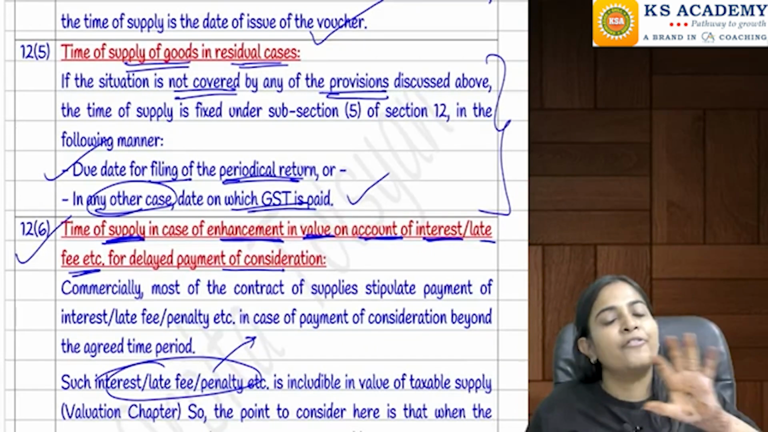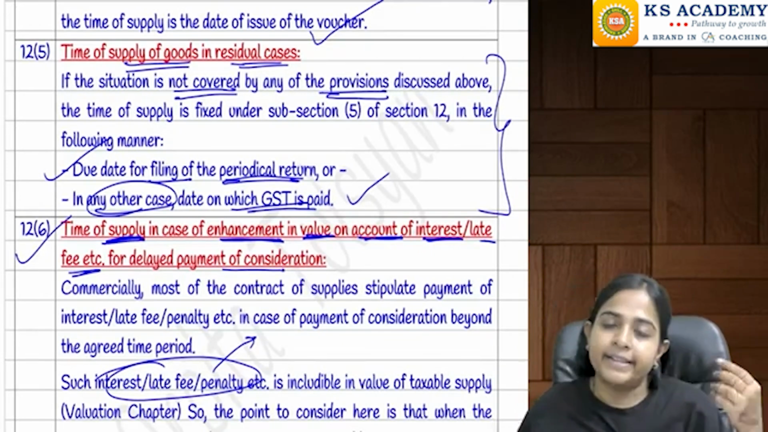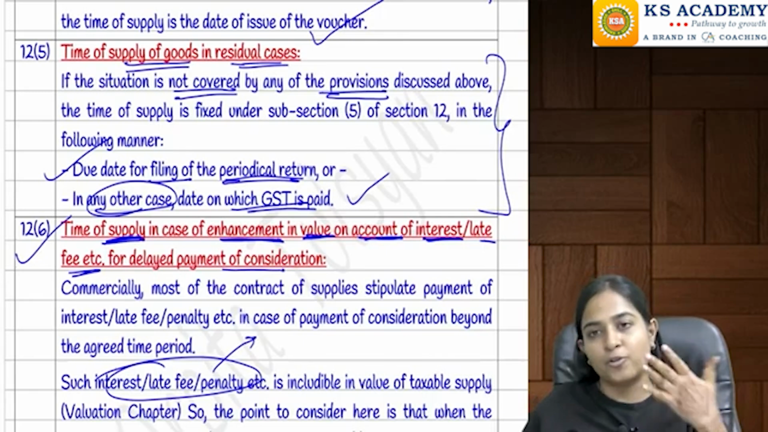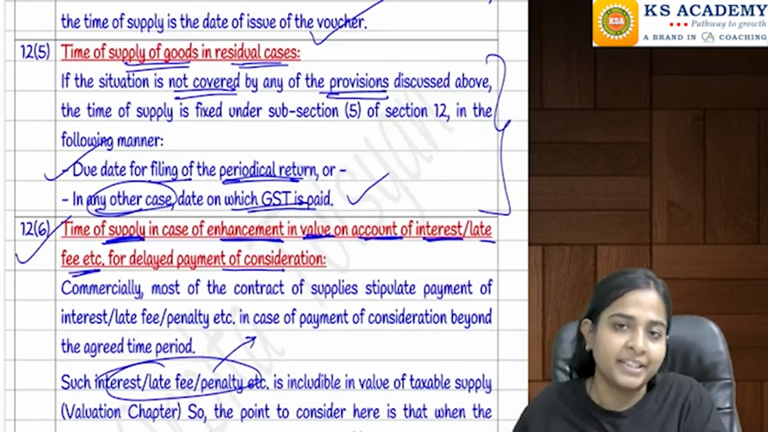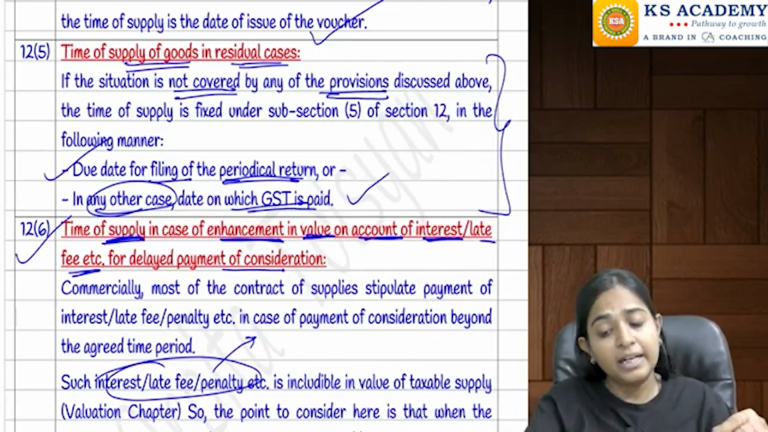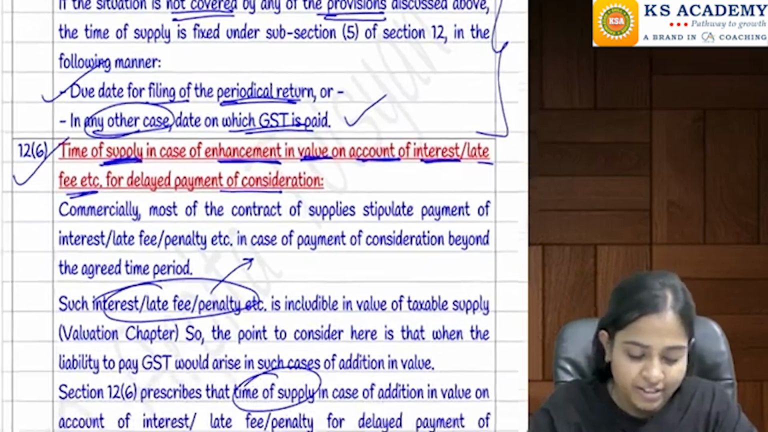Are you clear with this? So if you have the periodical returns due date available with you, then that becomes the time of supply. If that is not available, that is in the case when you are not registered, whereas you are liable to get registered, so now you are required to pay the tax. In that case, time of supply will be the date when the GST is actually paid on such transaction.